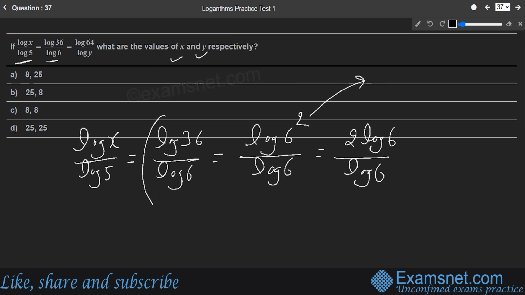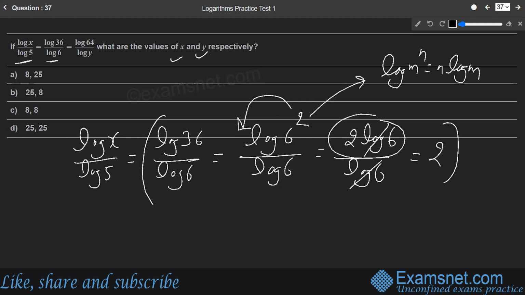Log 6 square can be written, using the property log m to the power n is nothing but n log m, so the power has gone to the front. So we have received 2 log 6, and this log 6 and log 6 get cancelled. So ultimately you are left with the value 2. So clearly we can write log x by log 5 is nothing but 2.